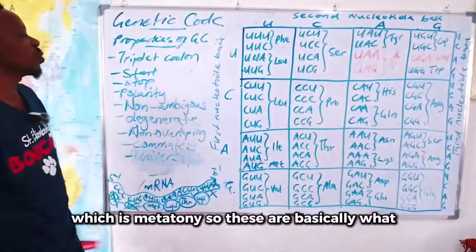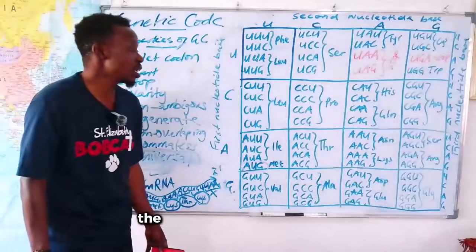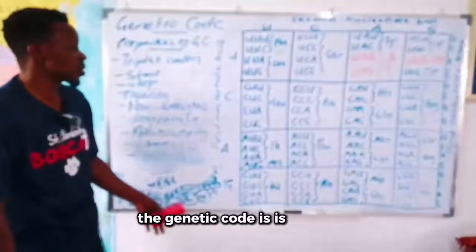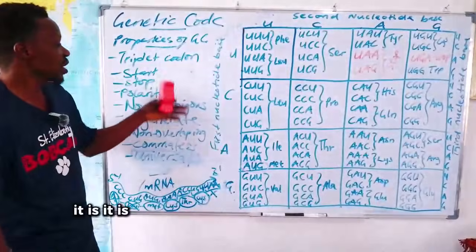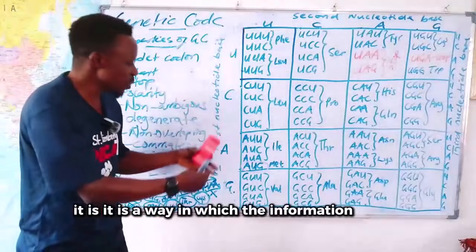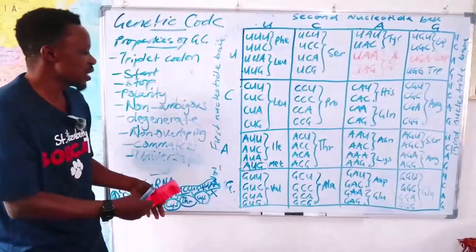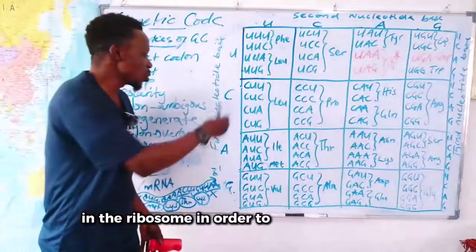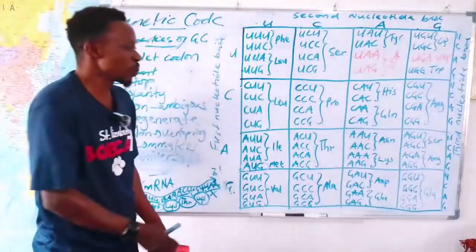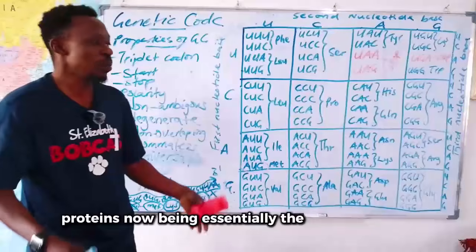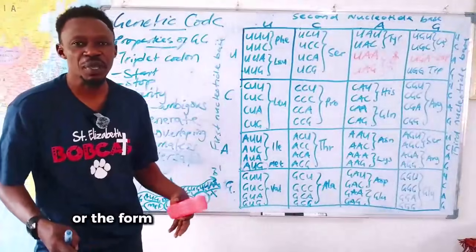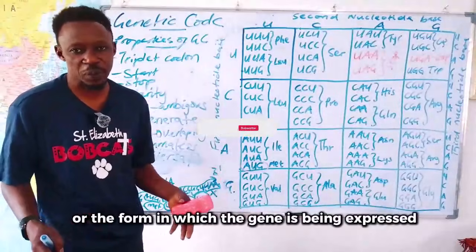So these are basically what the genetic code is all about. It is a way in which the information is interpreted in the ribosome in order to give us proteins. Proteins are essentially the form in which the gene is expressed.